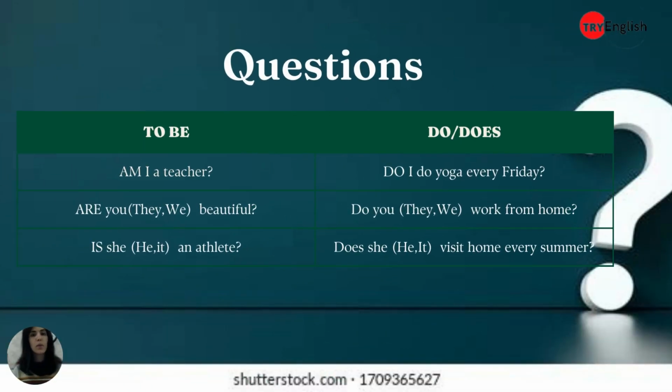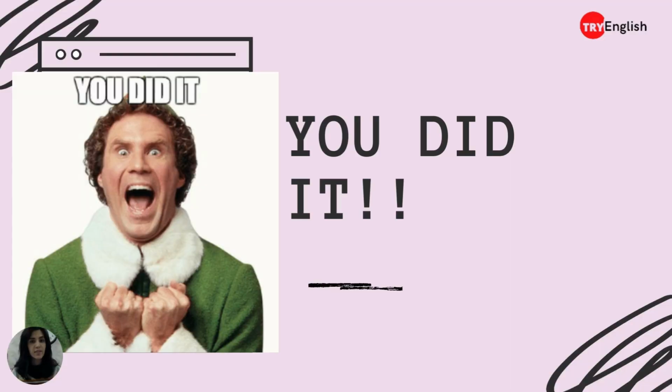Now, how do we make question sentences? When we want to make a question, we put the verb at the beginning of the sentence. So the verb to be, either am, are, or is, comes at the beginning of the sentence. That will be like, are you a teacher? Or is she an athlete? And with do or does it is the same. So, do you do yoga on Fridays? Or does she visit home every summer? Here we also use auxiliary verbs to make question sentences.